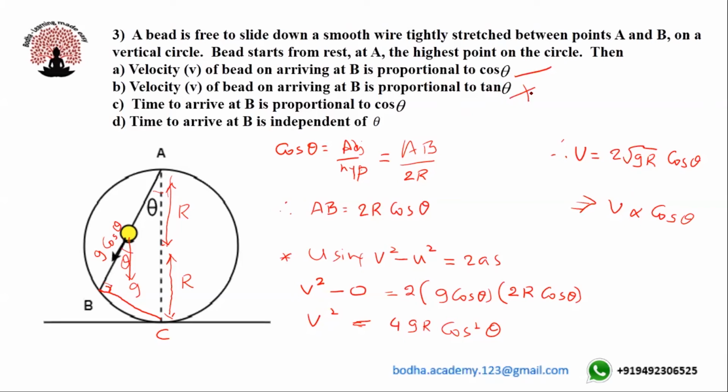Now we are supposed to find the time of arrival of the bead from A to B. We'll solve it in the next phase. Now, we know that acceleration is equal to change in velocity by time, v minus u by t. So I can write time t is equal to final velocity v, the bead starts from rest so initial velocity is 0, divided by acceleration a.